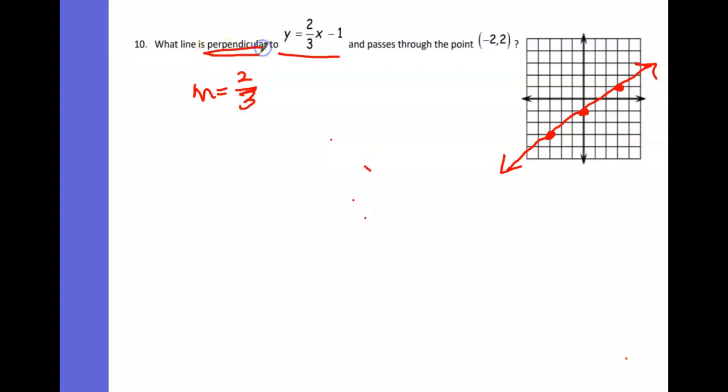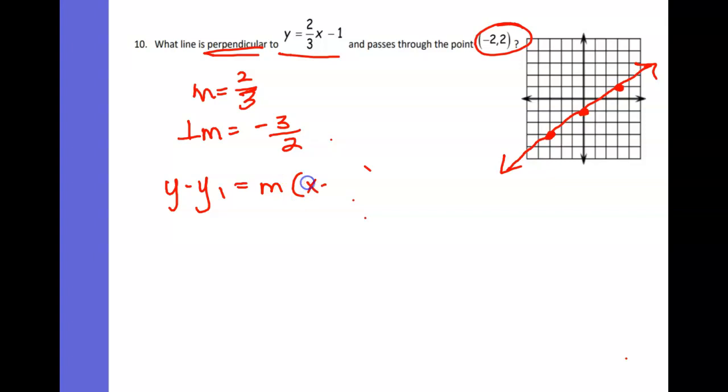But we need it perpendicular. So the perpendicular slope is actually -3/2. I'm going to use that new slope with this point. Y minus y1 is equal to m times x minus x1. So this would be y minus 2 is equal to -3/2 times x plus 2.